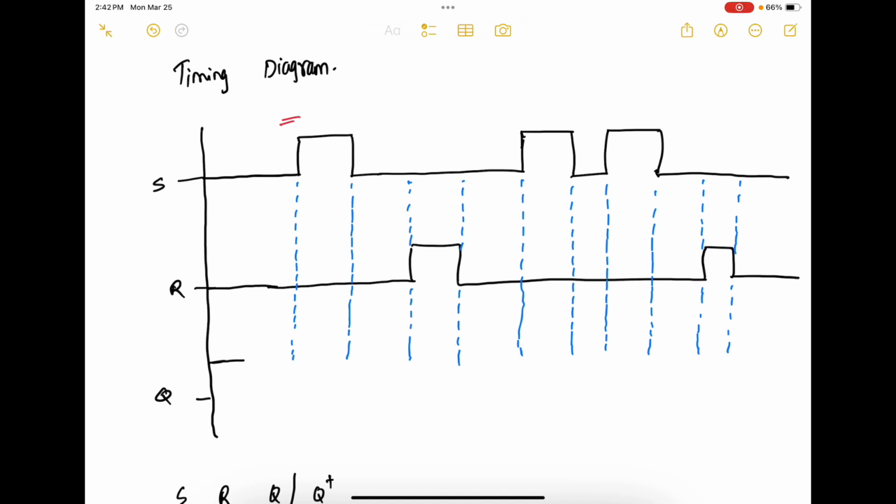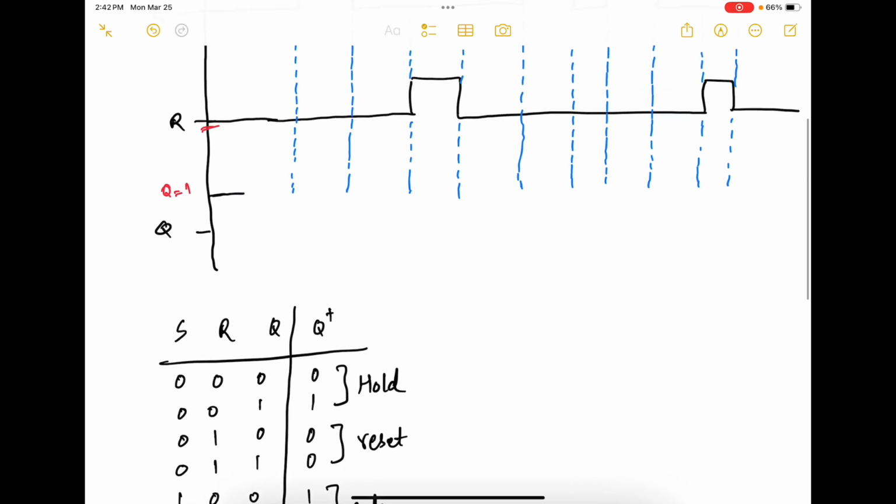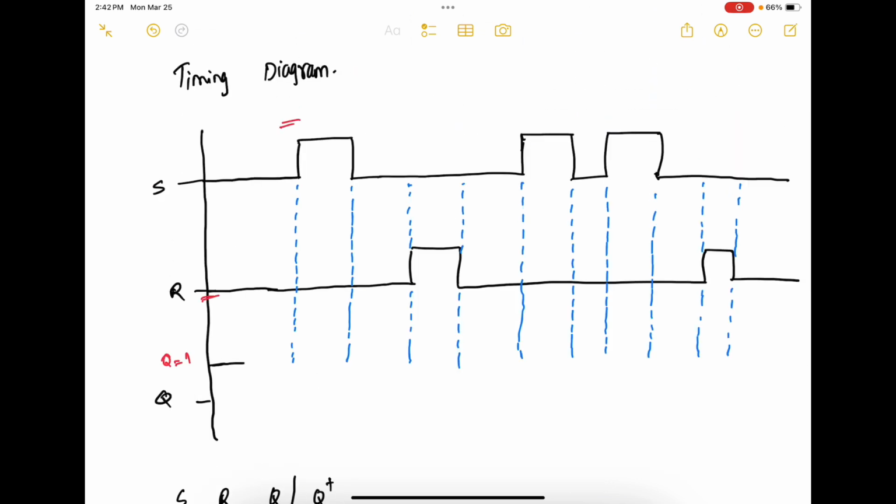Same thing with R. R is initially 0, then it goes high for a certain amount of time, and then goes back to 0, and so on. The initial value of Q is 1, so Q equals 1 initially. And we are asked to trace the output Q in this case for different values of S and R.